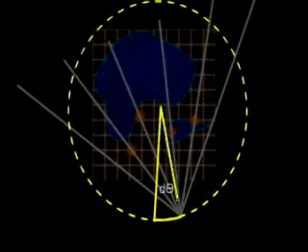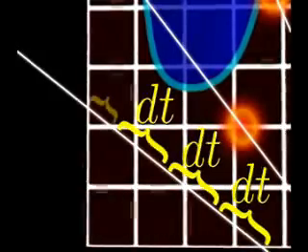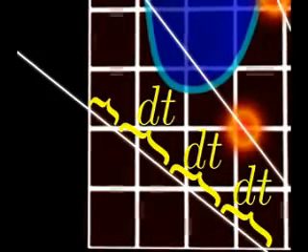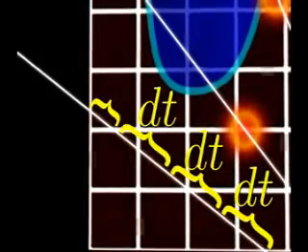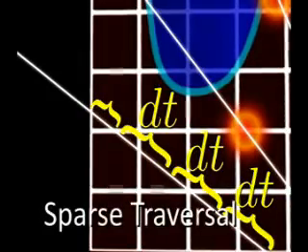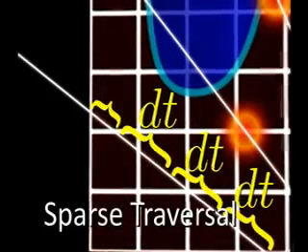Let's assume the user rotates the viewpoint by some small angle d theta. Here, we see that this ray didn't intersect the isosurface on our previous render. Therefore, we simply traverse the ray by stepping along it by some fixed amount dt. Since this requires no branching, it is well suited to GPU execution. We call this sparse traversal.